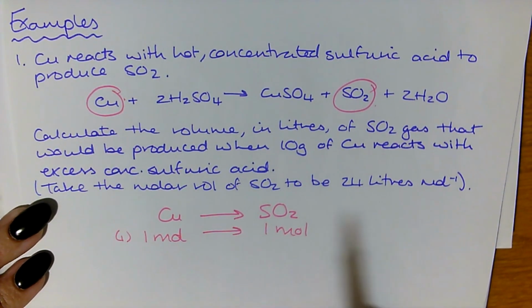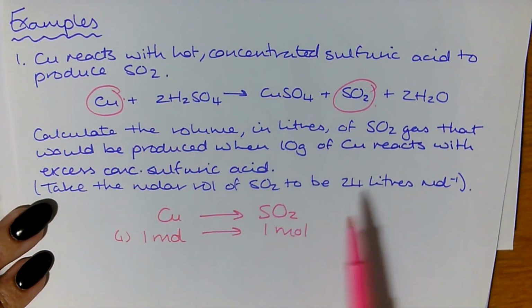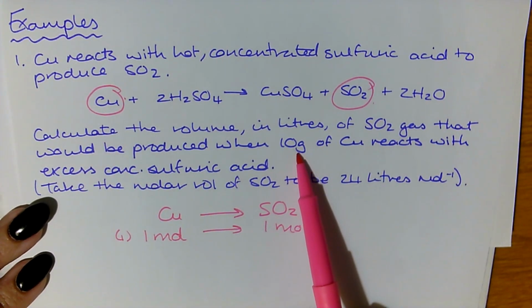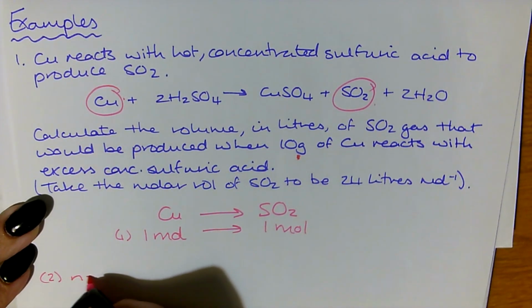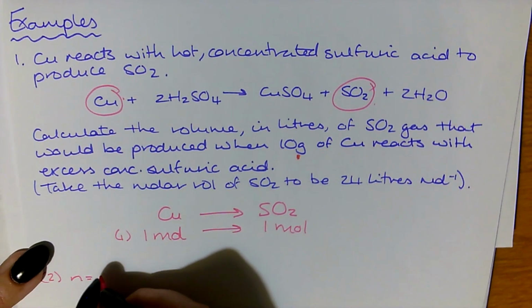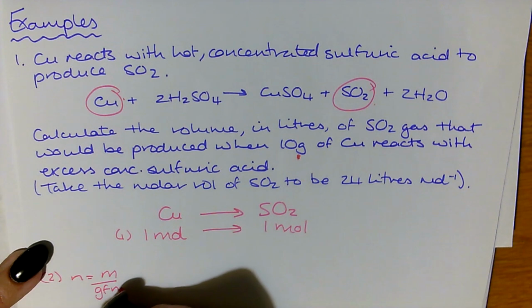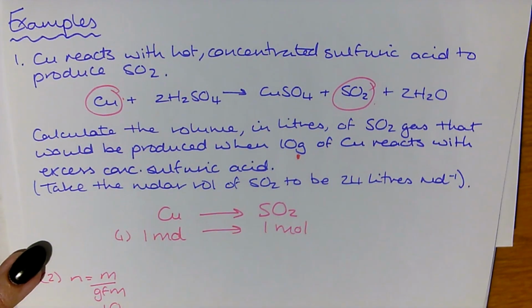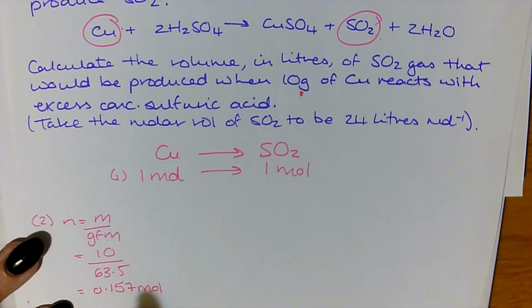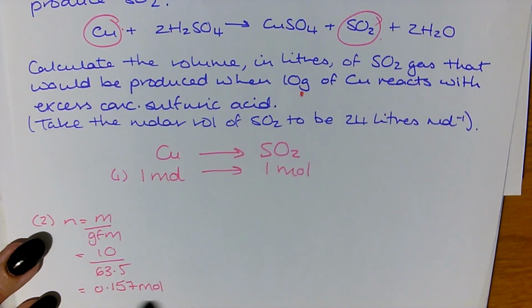Step 2 would be to work out the number of moles of one of these species. So we have mass for copper, so we can work out the number of moles of copper. So over here, number of moles is, like from Nat 5, we're just doing mass divided by gram formula mass. Okay, so we're going to do 10 divided by the gram formula mass of copper, which is 63.5, and you should get a number of moles as 0.157. So that is the number of moles of copper that we're actually using.